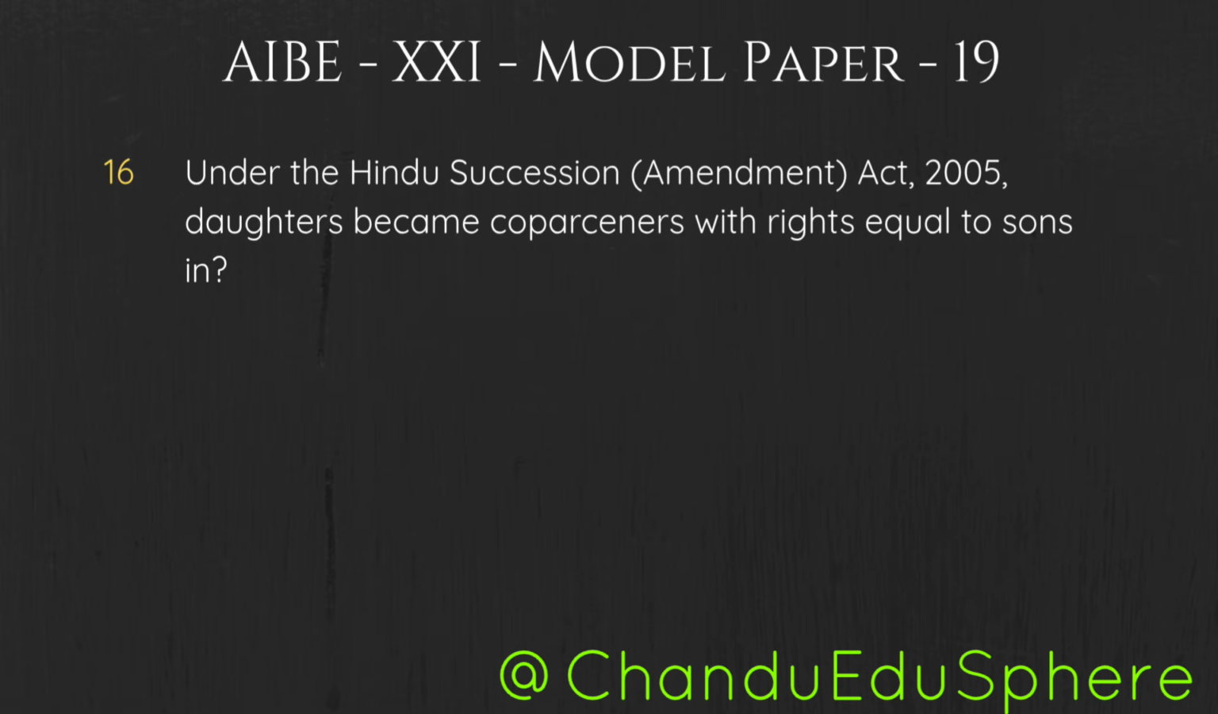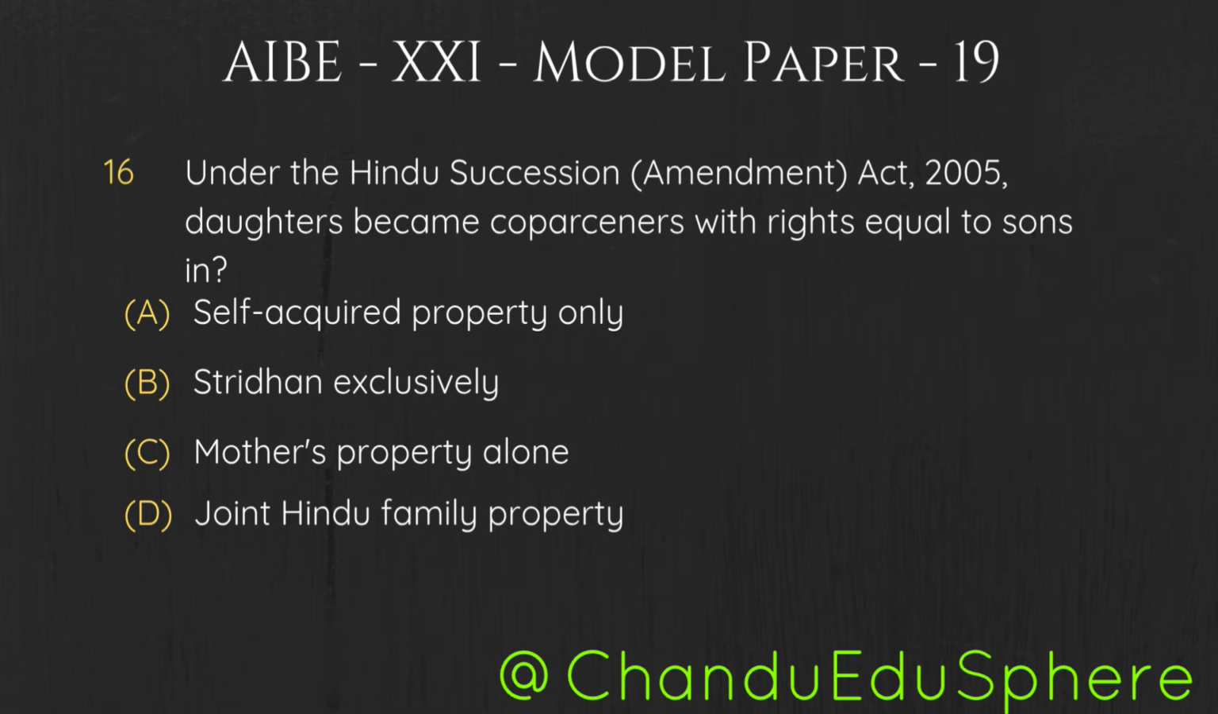Under the Hindu Succession Amendment Act 2005, daughters became coparceners with rights equal to sons in joint Hindu family property. D is the right choice. Daughters have equal coparcenary rights by birth in joint Hindu family property, as confirmed in Vineeta Sharma versus Rakesh Sharma, 2020. Hindu joint family property.